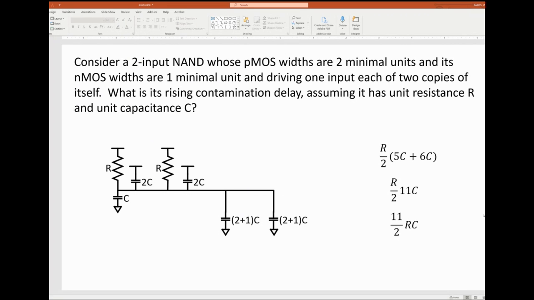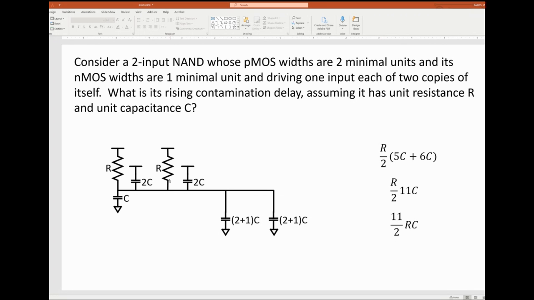So what would be the propagation delay? The propagation delay would be basically the same thing. The only difference is the R would just be R instead of R over 2. So the contamination and propagation delay are quite different. The contamination delay is half the propagation delay.